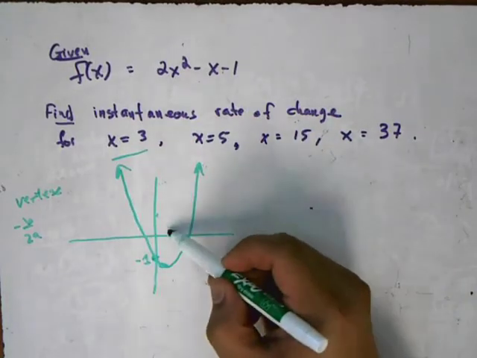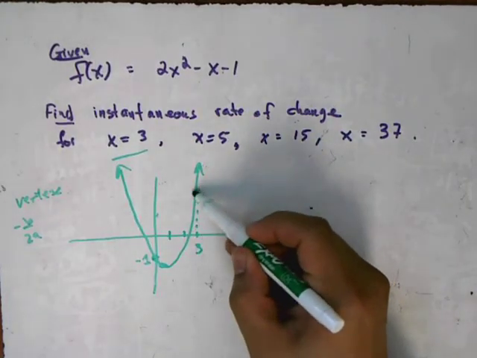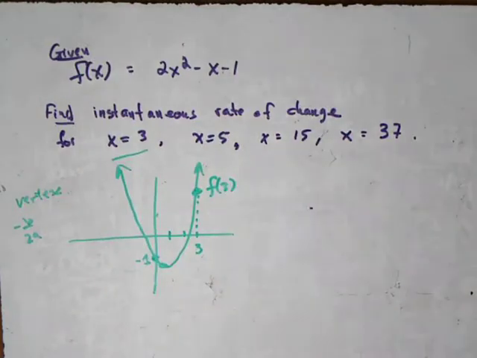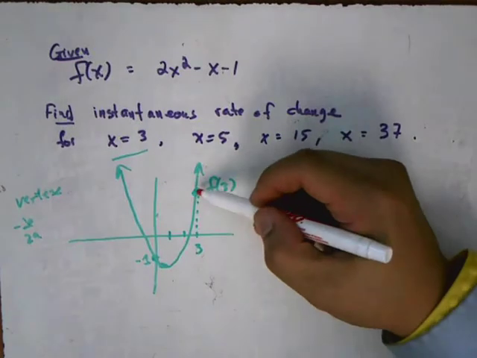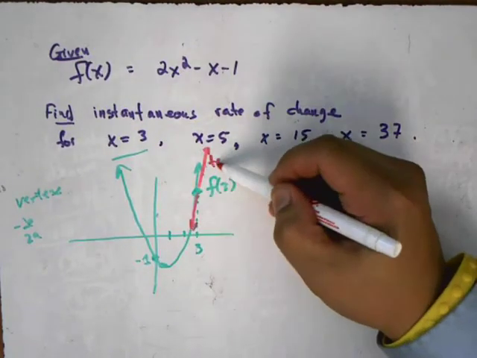But when x equals 3, f of 3 is some number right here. And we want to look for the instantaneous rate of change. In other words, we're looking for the slope of the tangent line. Okay, so this is a tangent line.